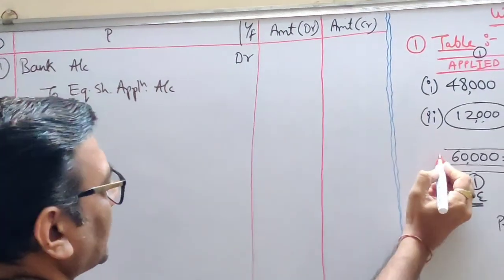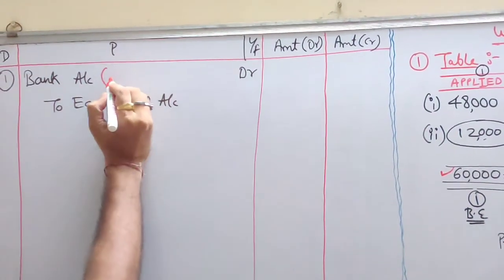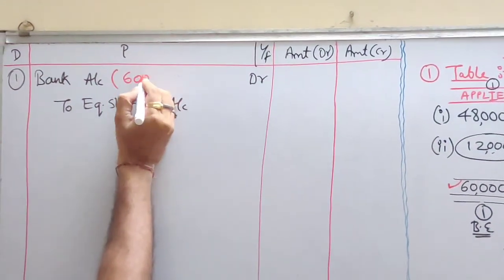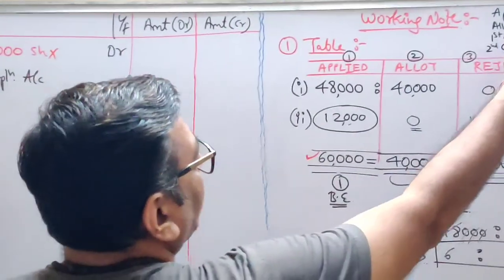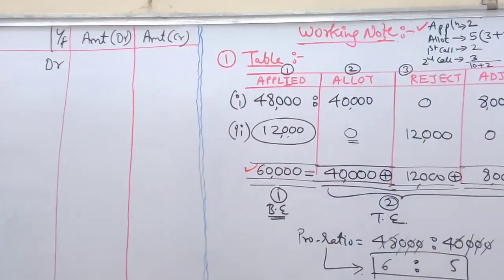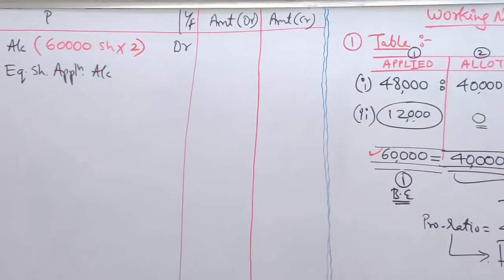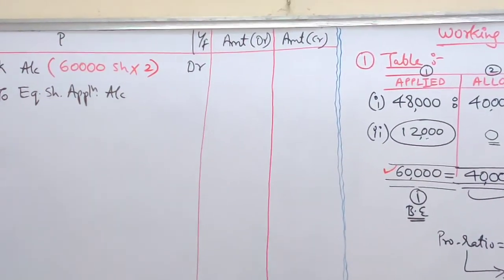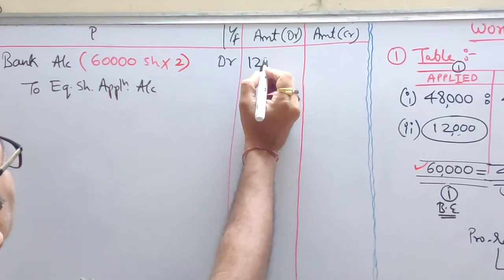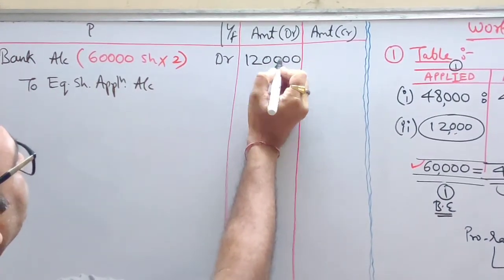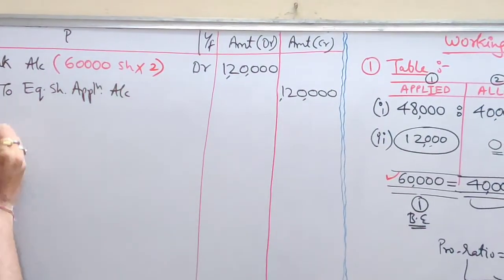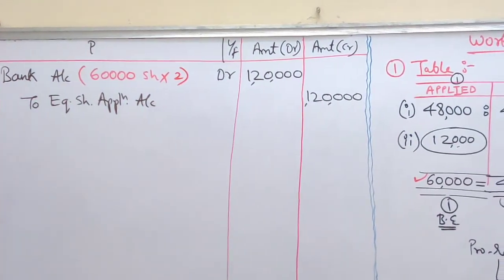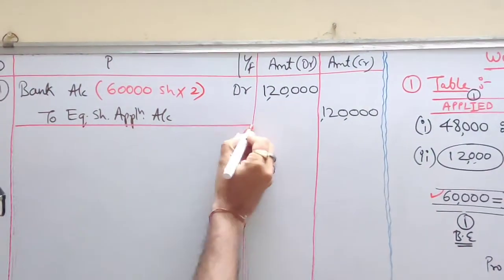So how many shares have you received in application? You have received 60,000 shares. How much did you ask at the time of application, students? You have asked for 2 rupees. So what will be your amount? 6 2s are 12 and 4 zeros. 1,20,000. So this is your bank entry.